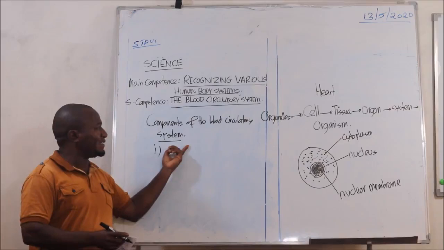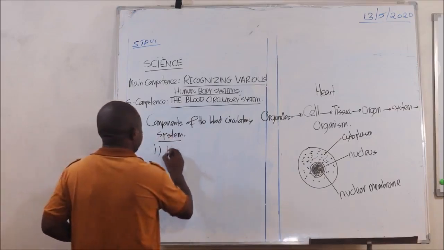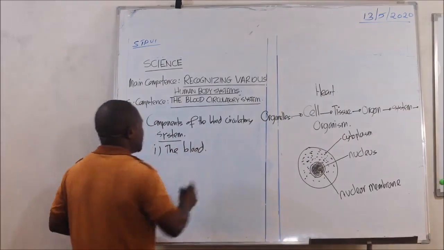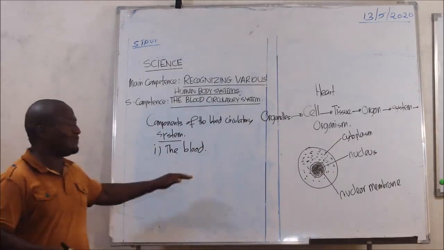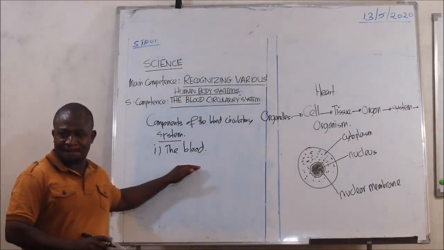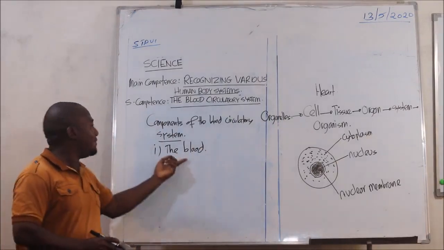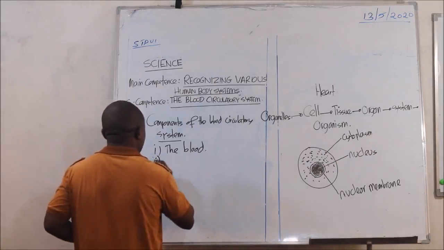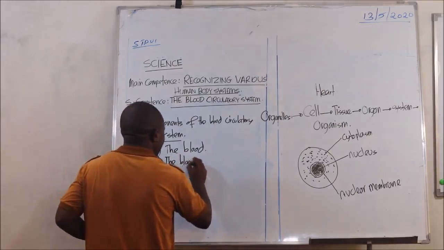Now, components of the blood circulatory system. Number one, the blood itself. You cannot talk about the blood circulatory system without blood. That would be nonsense. So the blood circulatory system is composed of, number one, the blood itself. Number two, the blood vessels.